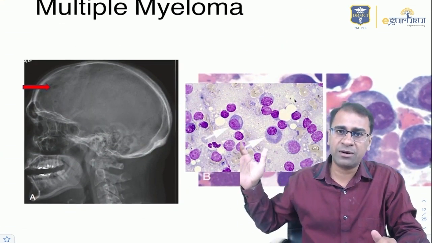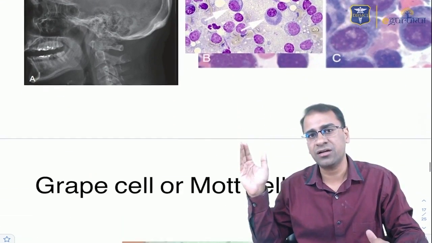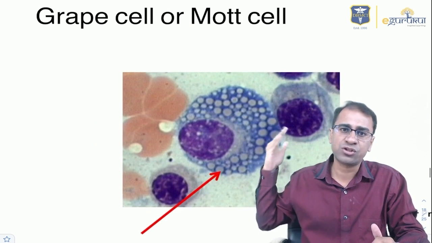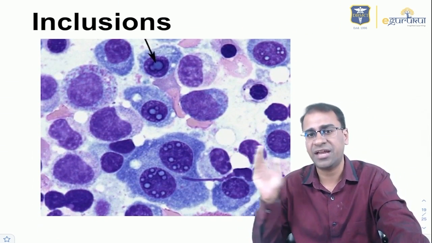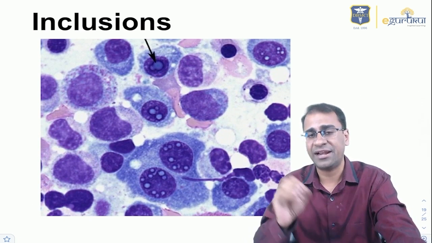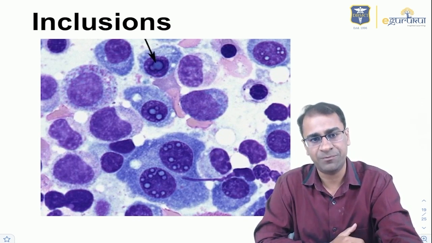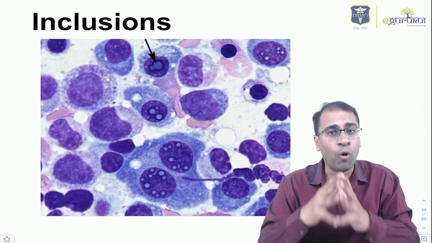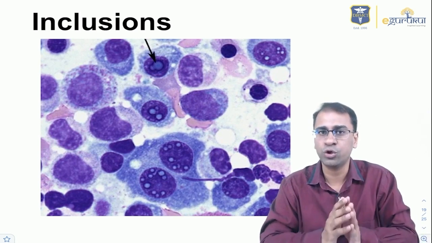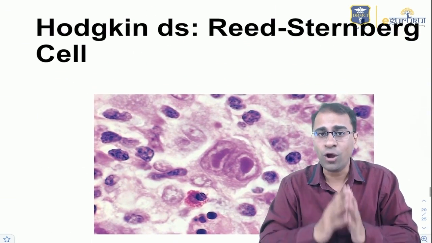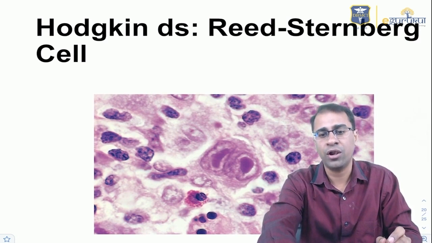Now look at this multiple myeloma showing punched out lesions, and look at the typical eccentrically placed nucleus. Remember, they show Mott cells, the grape cells, and they also show inclusions which can be intranuclear or intracytoplasmic. We call them Dutcher bodies and Russell bodies respectively. Remember, the treatment for this is bortezomib, which is a proteasome pathway inhibitor.